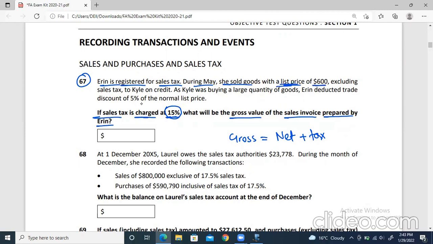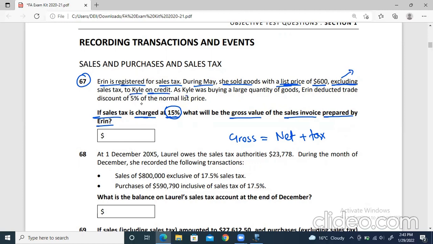You see over here, it's written list price. And after that, it's also saying excluding sales tax. Now I told you two words which were exclusive amount and inclusive amount. So this list price was another word for the exclusive amount, right? So this 600 does not have any kind of tax added in this. Excluding sales tax to Kylie on credit.